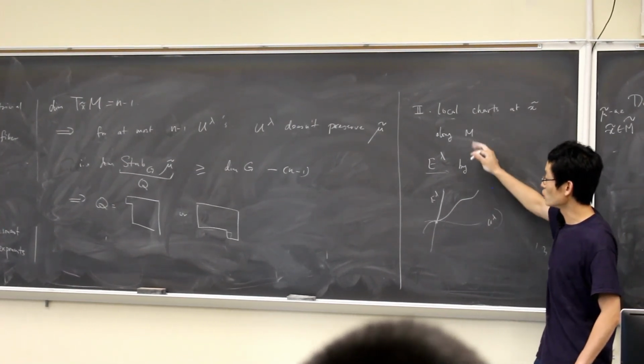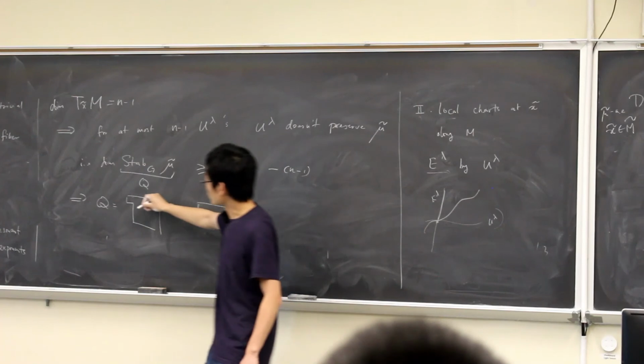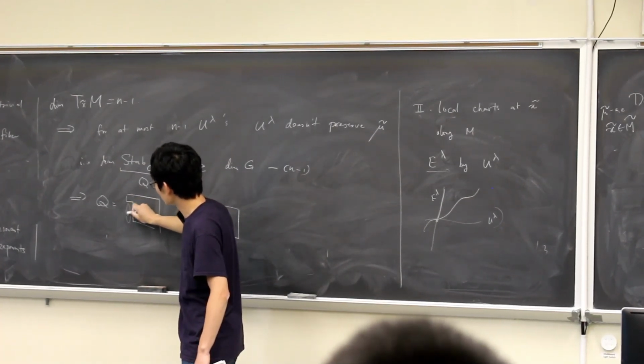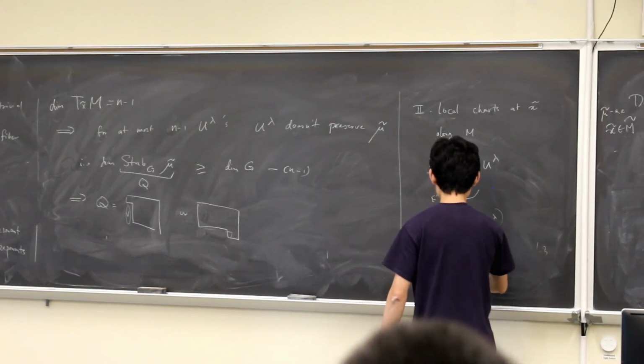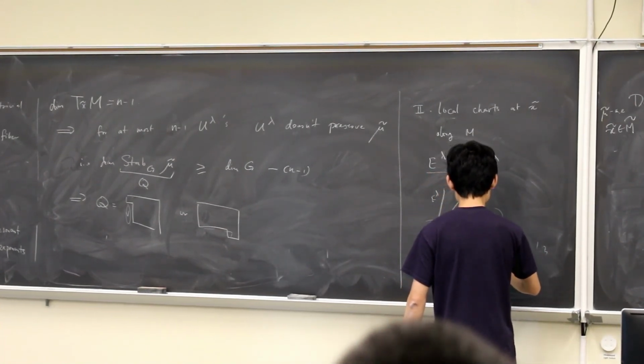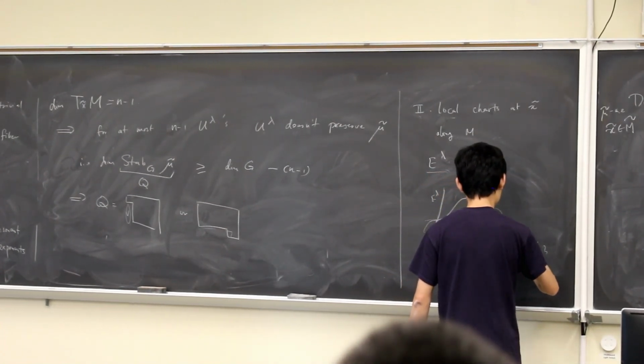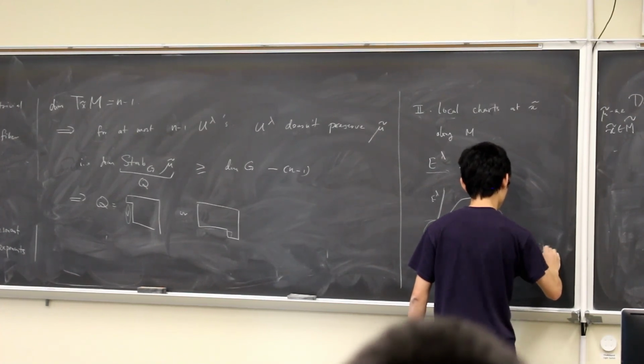Therefore, locally, the coordinates look exactly like this group, which we call V. So M locally looks like V.